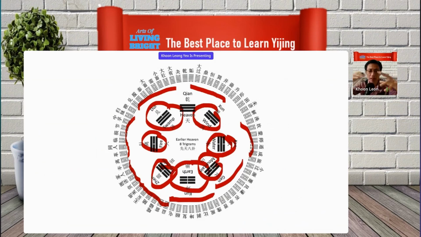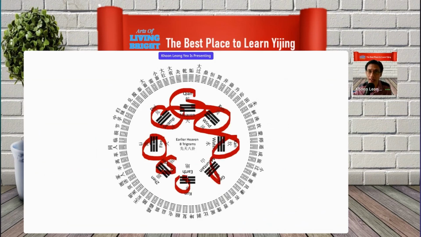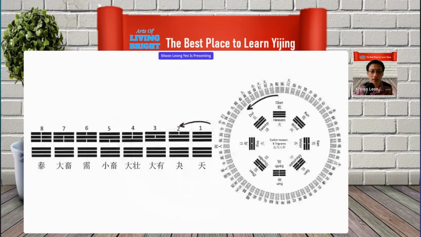So the bottom ring is always following the inner ring, the layout of this earlier heaven 8 trigrams. So once you know the bottom ring is arranged in this manner, then let us find out what is the order of the upper ring. What is the order of the upper ring? The upper ring will be something like this.